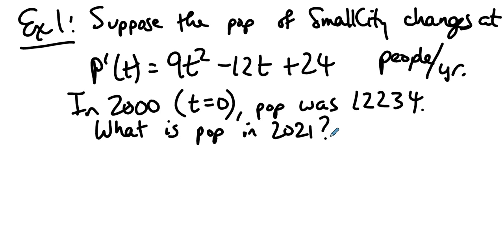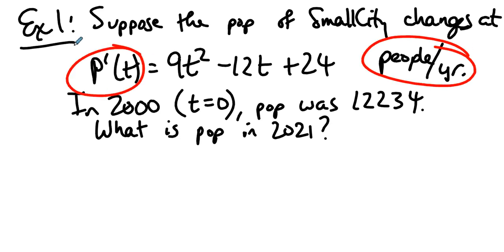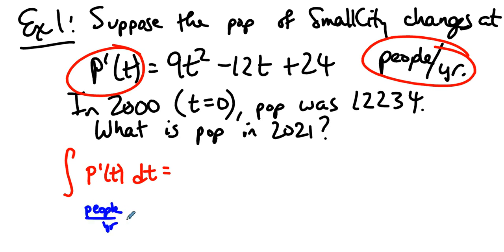So what are we doing? We're given information about a rate of change in people per year. If we integrate that rate of change, p prime of t is measured in people per year. Time is measured in years. This gives us a number of people.